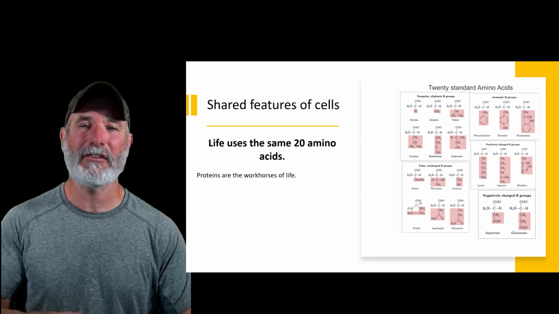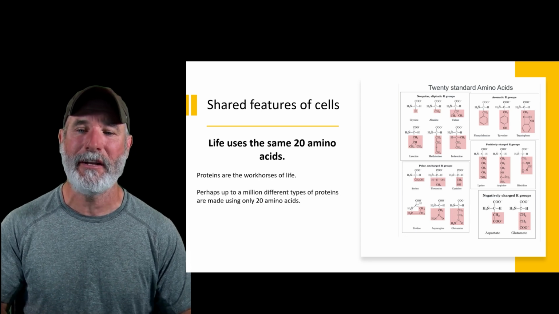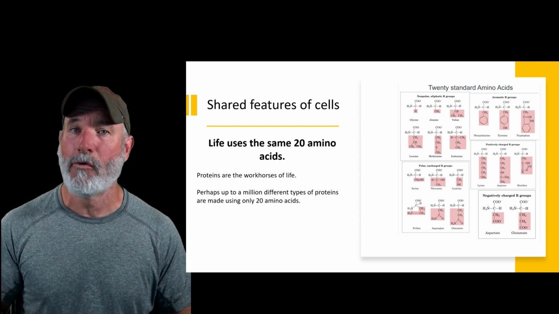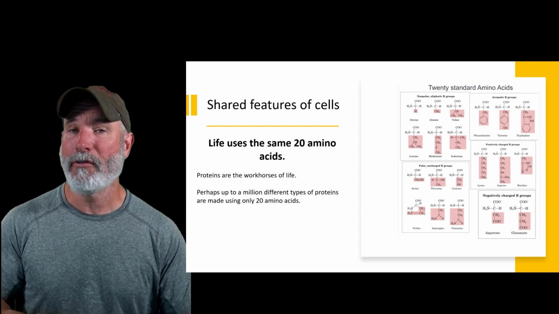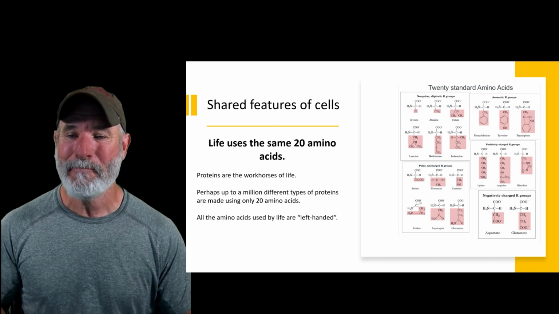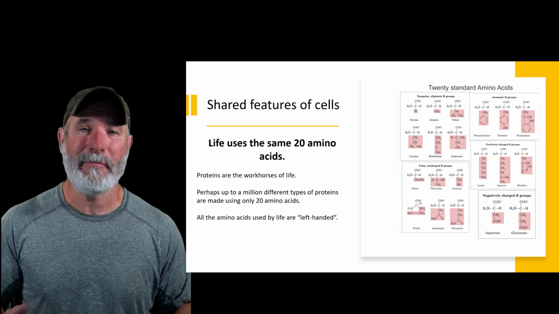And proteins, these are the workhorses of cells. They do so many things. There could be upwards of 1 million different proteins or more in the world. We don't know the full extent of our proteins inside of our bodies. And they're all made with these 20 amino acids.